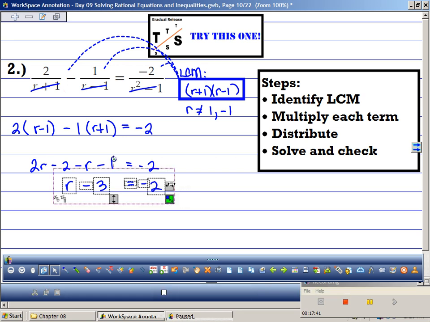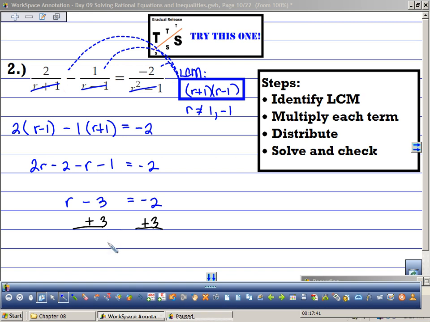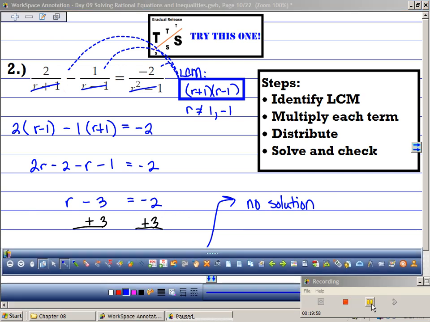We have a problem. Therefore, no solution. And that's your answer. Wasn't that a pleasant surprise? R equals 1, and we already know that R can't equal 1, so no solution. Question? Wait. Okay.